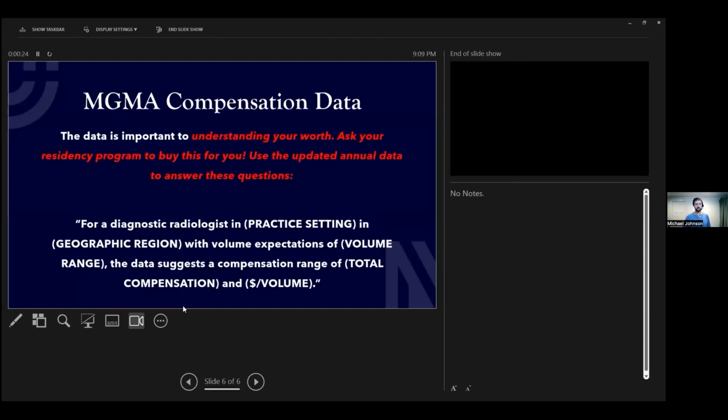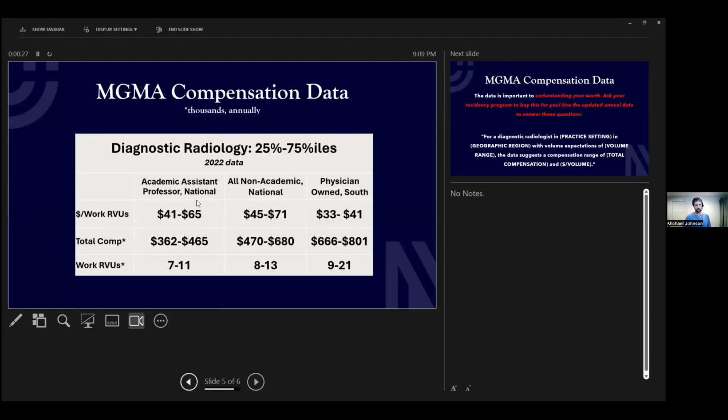So in this example, we see in diagnostic radiology, I'm talking about the 25th and 75th percentiles for these data sets. So for an academic position at the rank of assistant professor, and looking at the national data for assistant professors in academic positions in diagnostic radiology, the 25th and 75th percentile range for total compensation is between $362,000 and $465,000 per year.